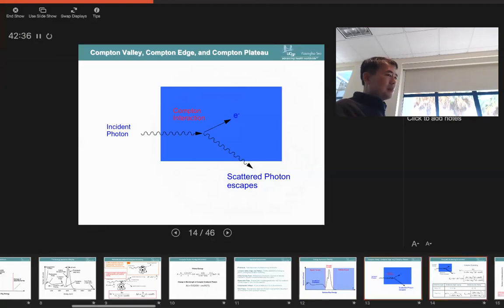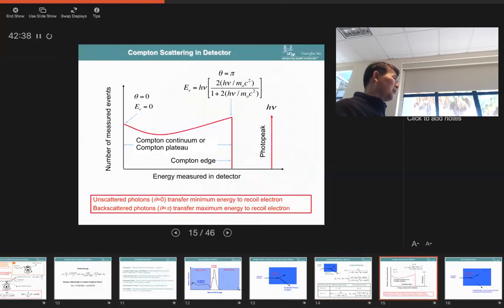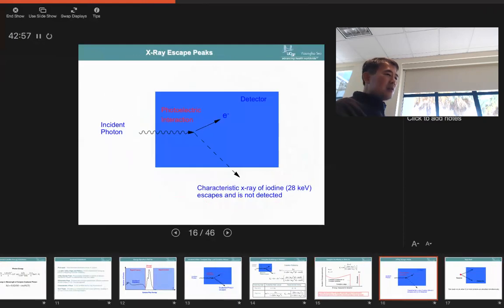Yes? Do Compton interactions only happen with outer shell electrons? No, it actually happens mostly with inner shell. So can you get X-ray emissions as well? Yeah, of course. X-ray emission happens quite a lot whenever there's an ionization process, yes.